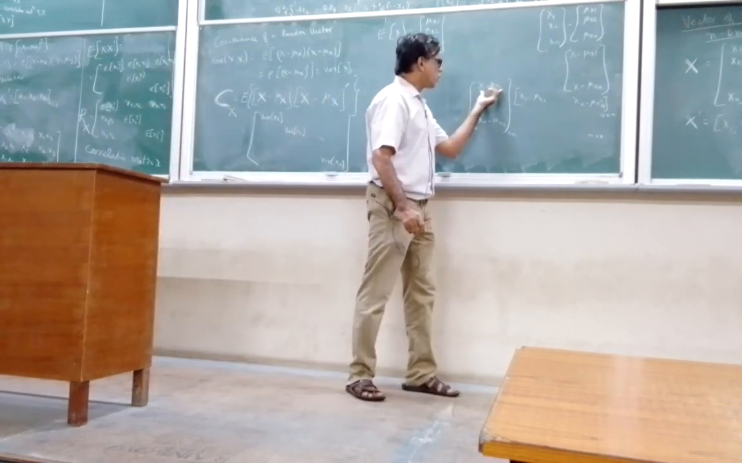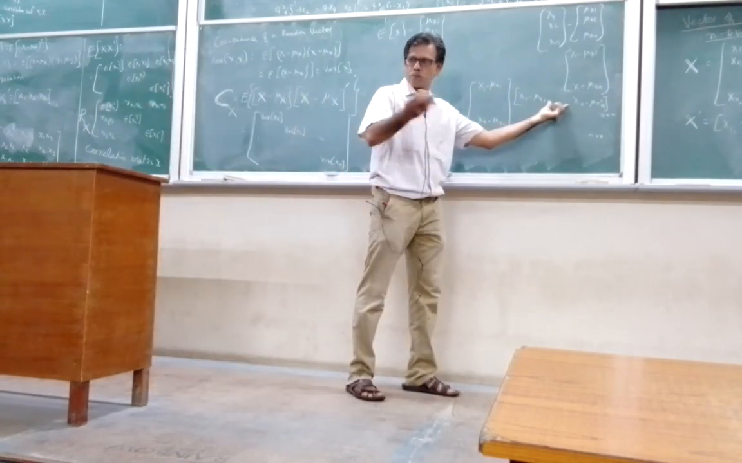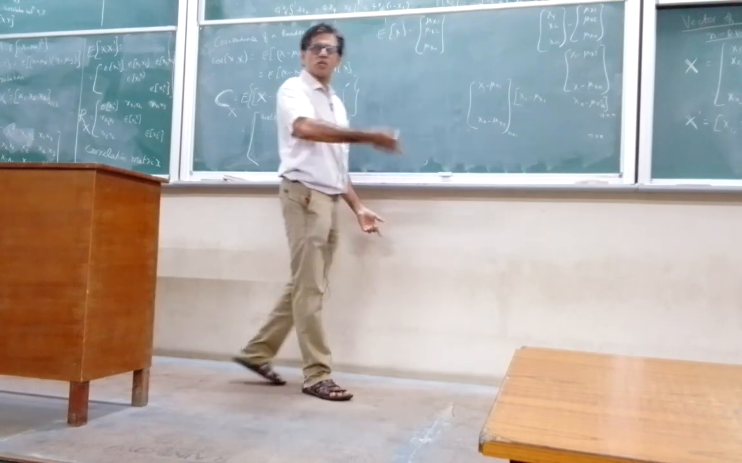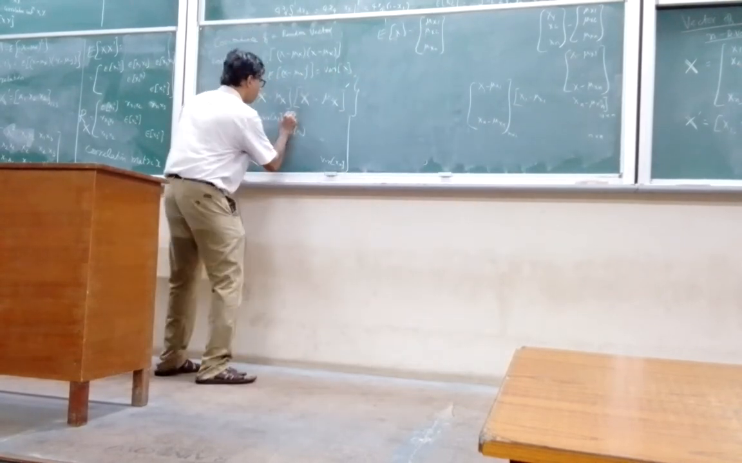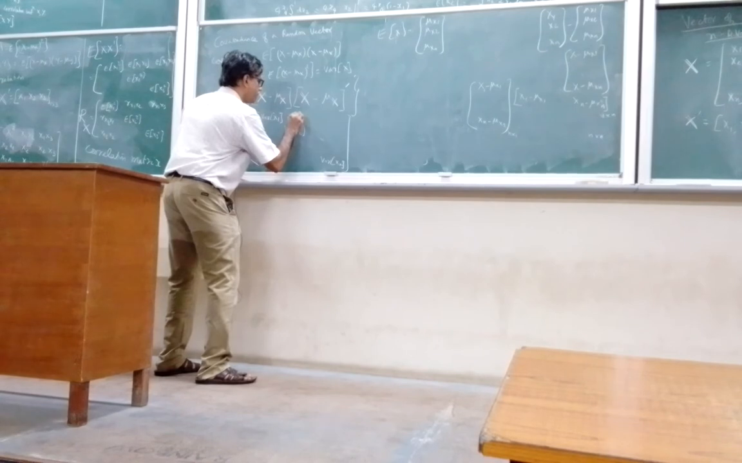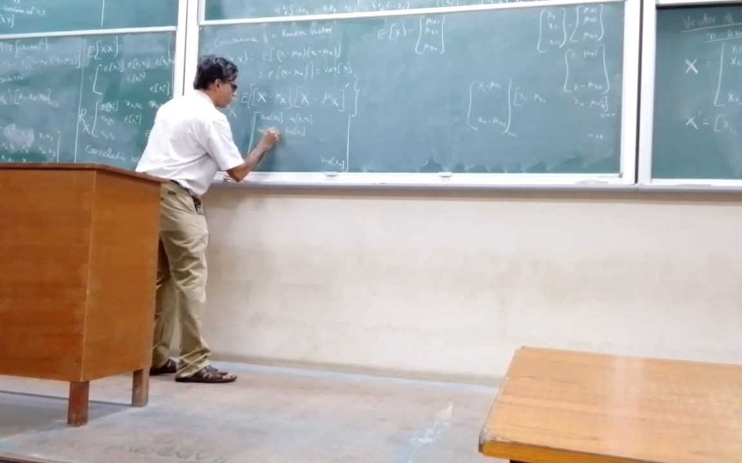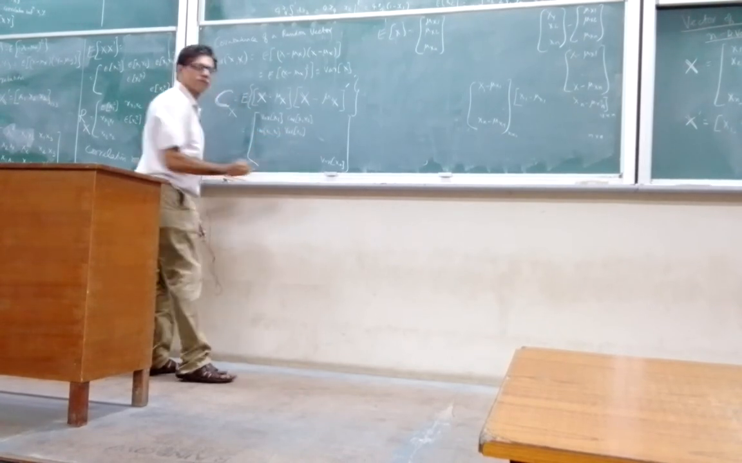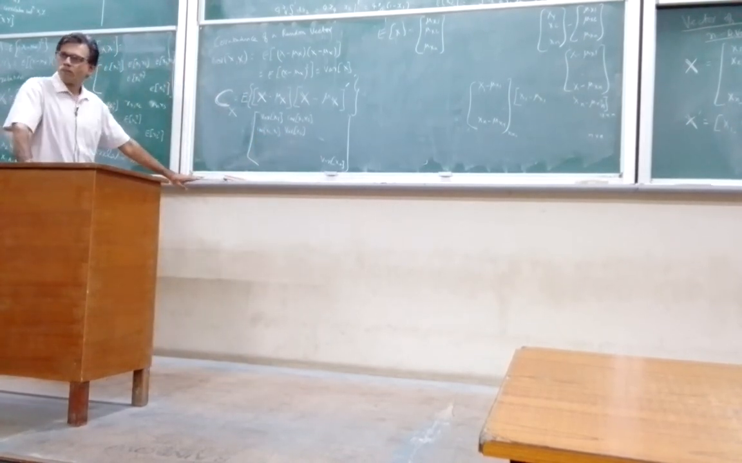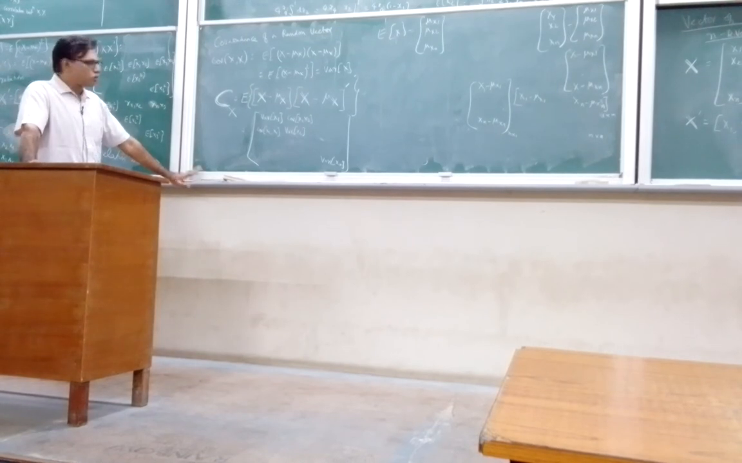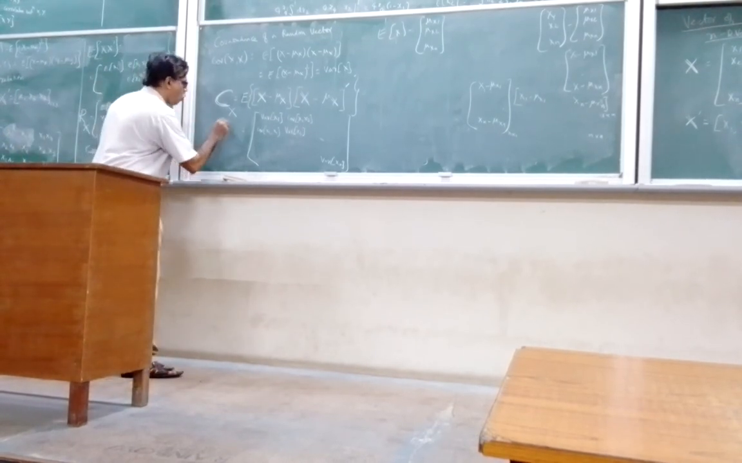Expectation of x1 minus mu x1 into x2 minus mu x2, that is the covariance between x1 and x2, and so on in a similar manner. So that is what we will call the covariance matrix.